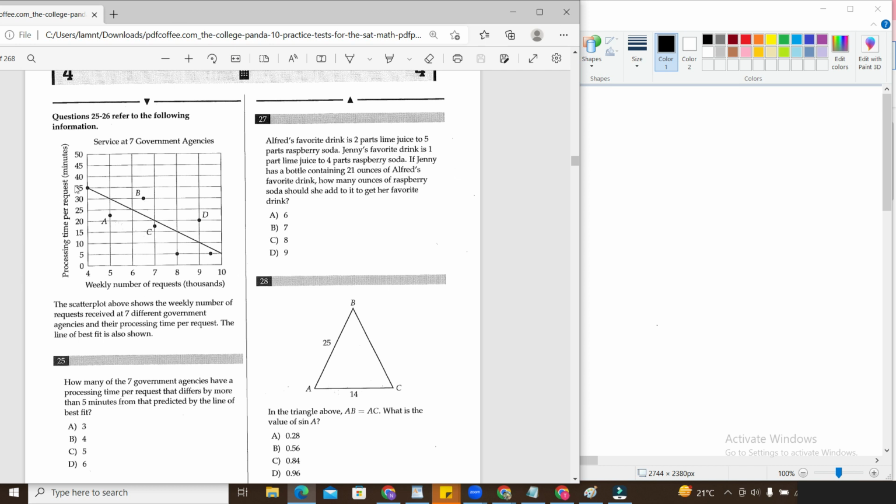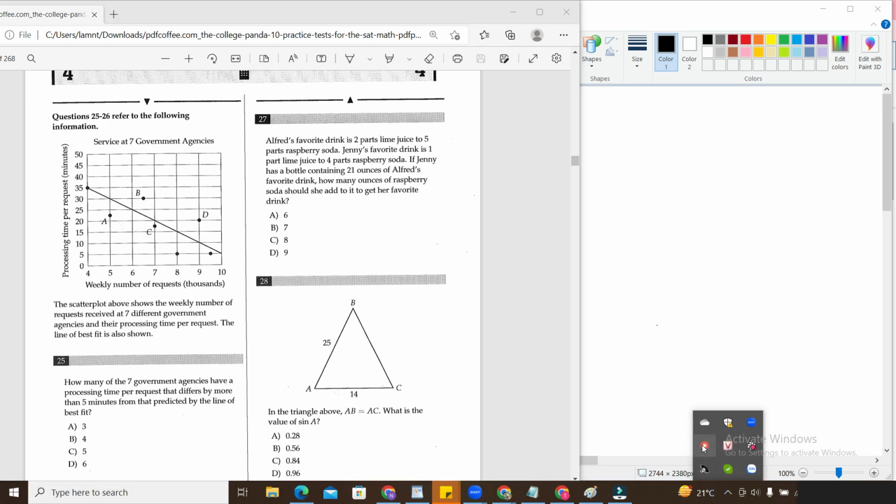Survey is a government agency. So we have a graph about the survey government agency. So A, B, C, and D, and through other surveys and one up here. The scatter plot above shows the weekly number of requests received by 7 different government agencies and their processing time per request. Okay, the line of best fit is shown.